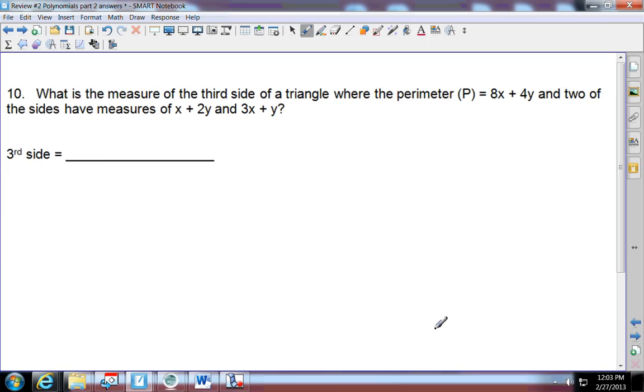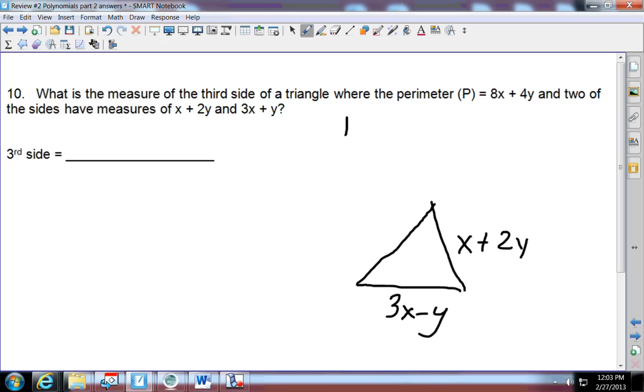The next one. It says, what is the measure of the third side of a triangle where the perimeter equals 8x plus 4y, and two of the sides measure x plus 2y and 3x plus y? So basically, sometimes it helps to draw a picture. One of the sides is x plus 2y. Another side is 3x plus y. Now the total perimeter is 8x plus 4y. How do I find this missing side?